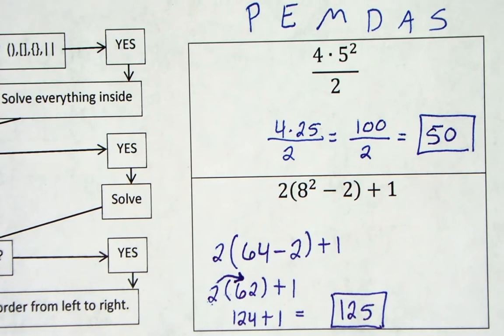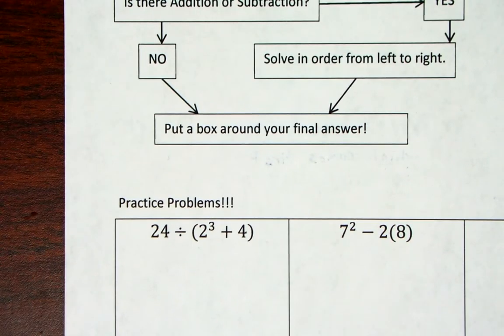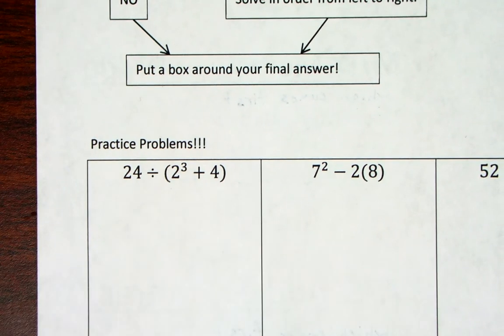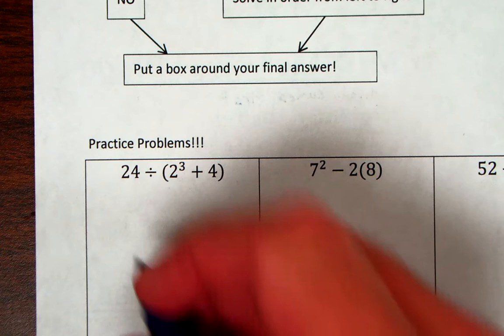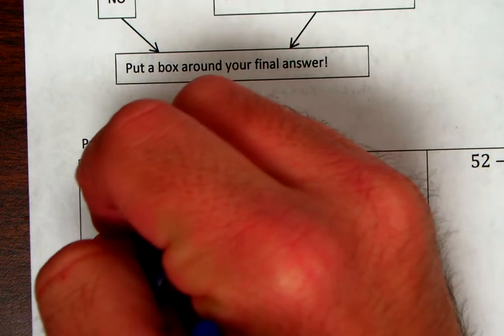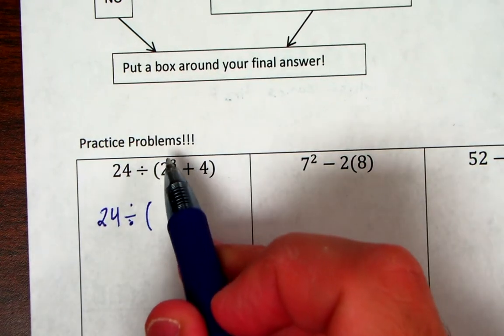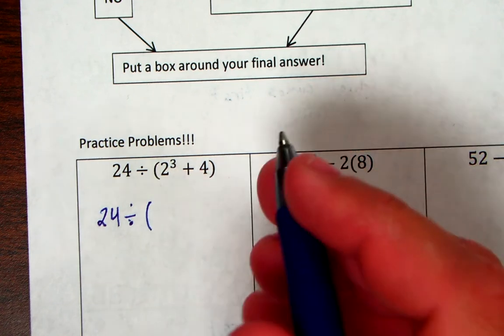Nice and easy. All right, let's see if we can do a few more examples here. I know it says practice problems. I want to do about 3 of these with you. I'll leave you all to do some on your own. Okay, let's look at the first one. Do you have parentheses? Yes. Well, you got to do all the work inside the parentheses first. So I'm not touching the 24. I'm not touching the divide sign. 2 to the power of 3. That's 2 times 2 times 2. Well, 2 times 2 is 4. 4 times 2 is 8.